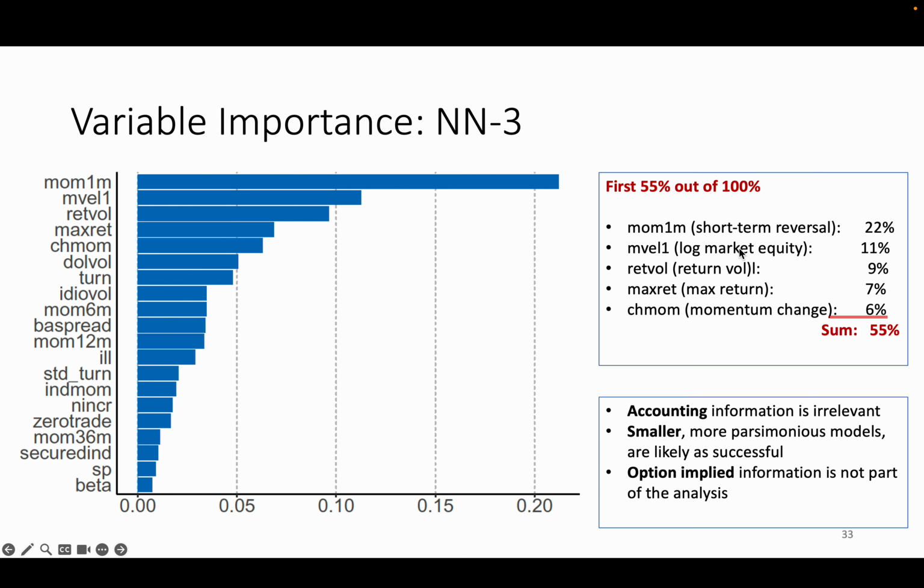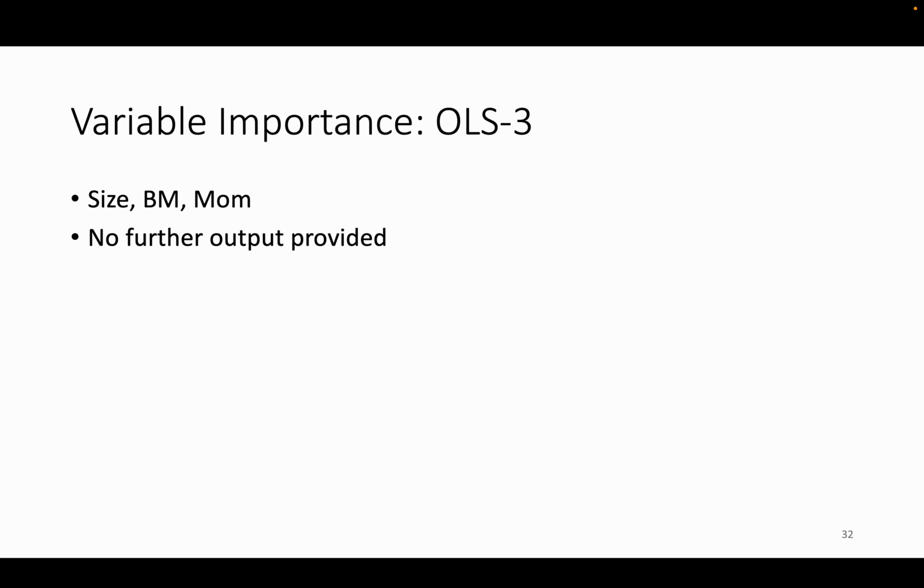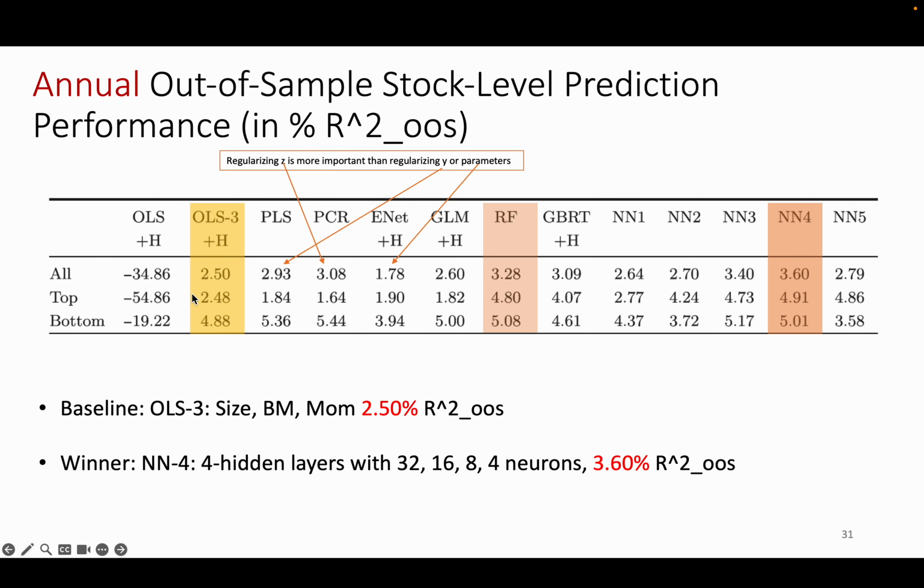The next important thing is log market equity, 11%, so that is size, also part of the linear regression already. So just by running a Fama-French type regression, you already capture, in terms of importance, a third of what you could capture. And that mimics what we see here, that this 3-factor regression is doing great relative to this highly parameterized neural net. So there is a lot to learn from that.